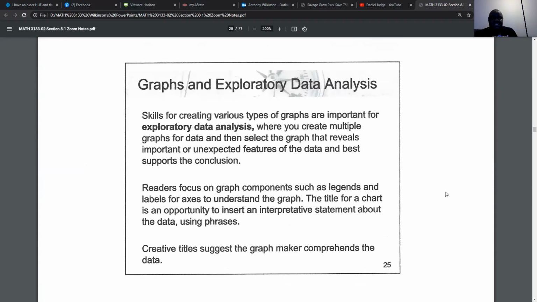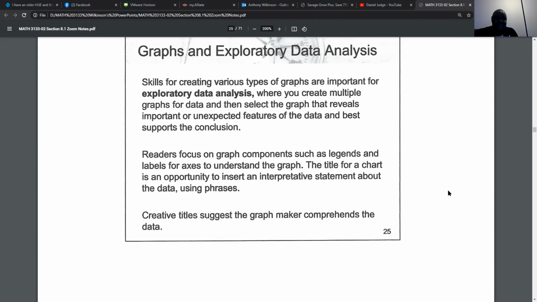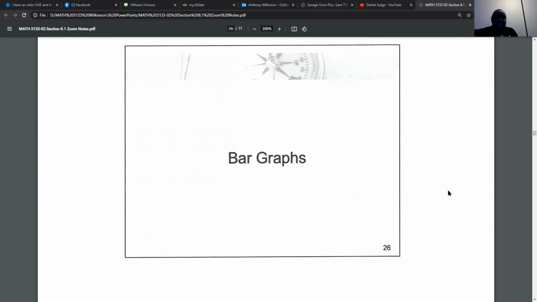All right, let's take a look at this here. Skills for creating various types of graphs are important for exploratory data analysis, where you create multiple graphs for data and then select the graphs that reveal important or unexpected features of data and best support the conclusion. Okay. Also, when we're dealing with graphs, you want to have creative titles that suggest the graph maker comprehends the data. All right, first we'll talk about bar graphs.